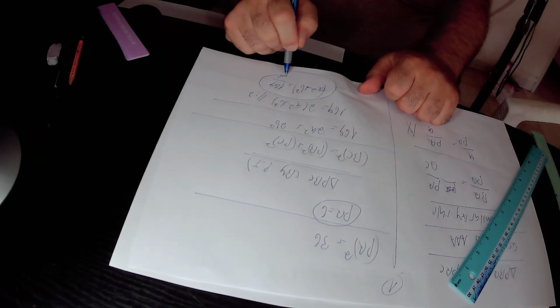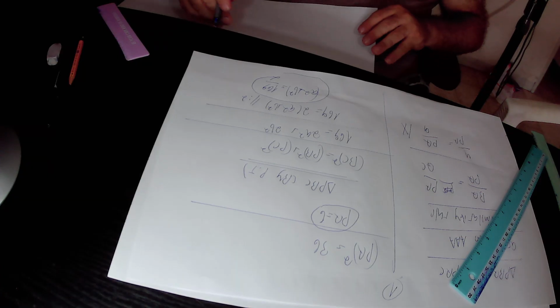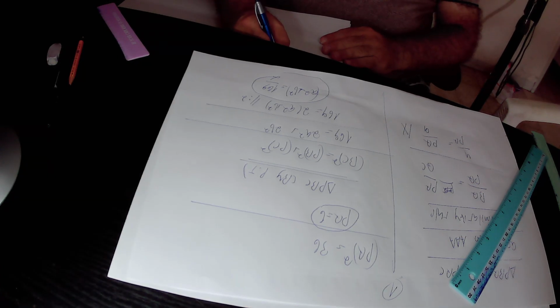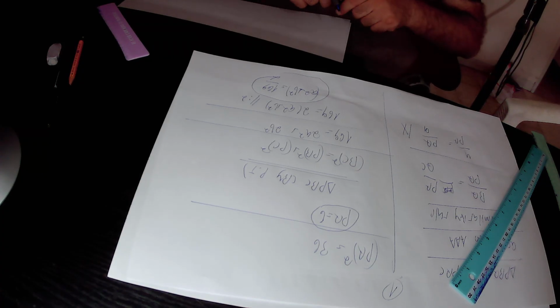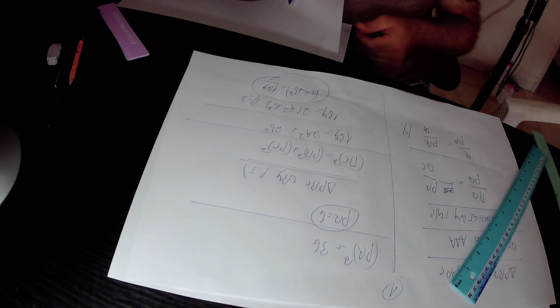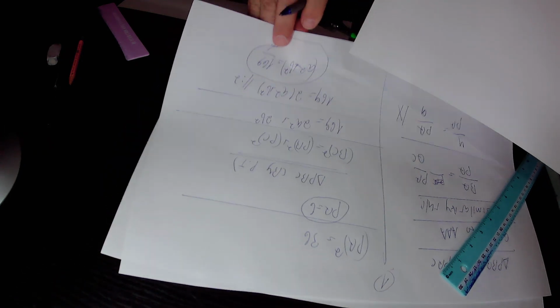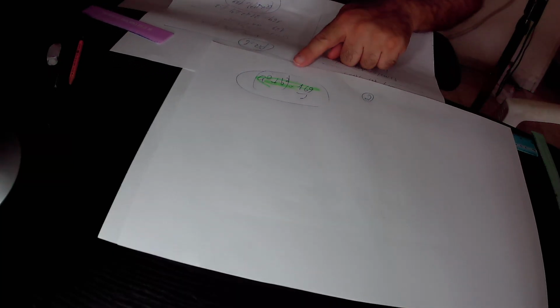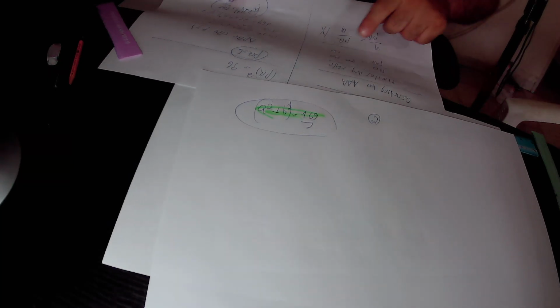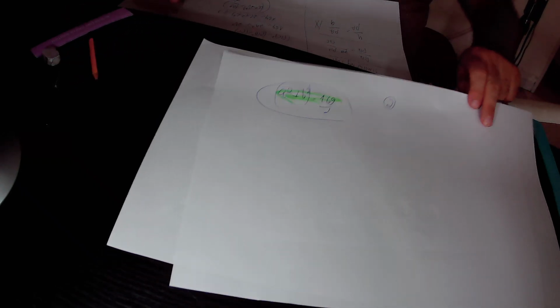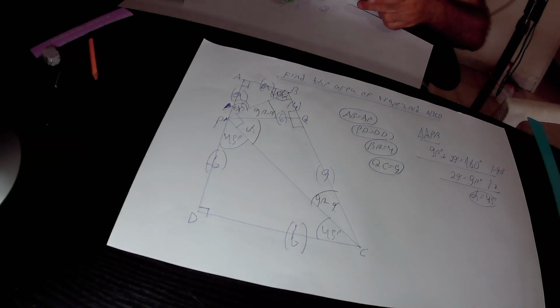So write it down again. We found that A squared plus B squared equals 169 over 2. Our mission is to find the area of this trapezoid ABCD.